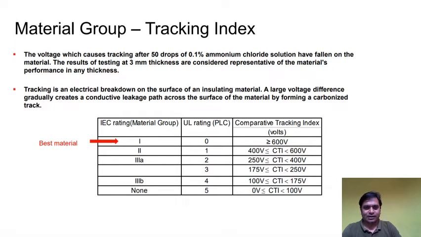And here is the table according to the IEC and UL. So the best material is the material which has the tracking index as 1, and comparative tracking index voltage is greater than or equal to 600 volts. So under the different voltage requirements we can consider different materials.